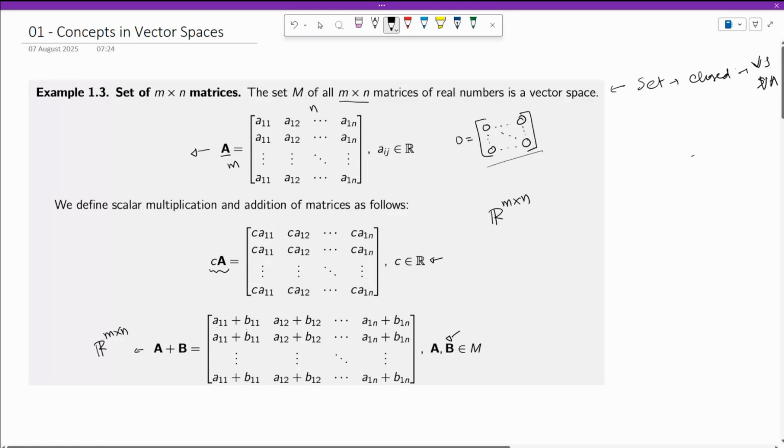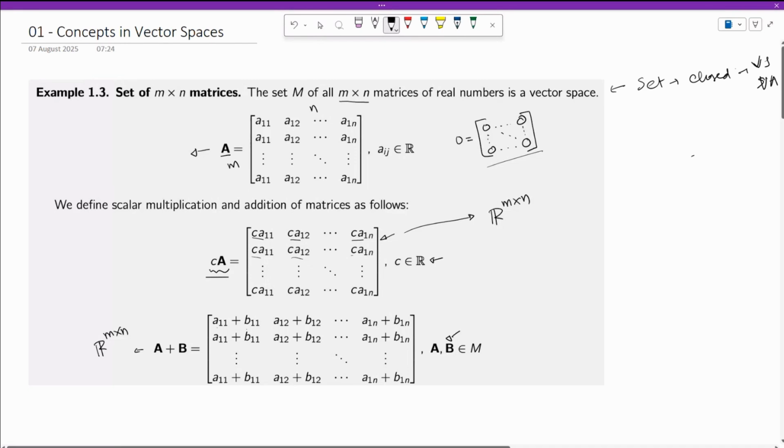Vector scaling. So, okay, if A is an element from R^(m×n), you do the vector scaling by some C. Each of these elements is also a real number because C is a real number. Aij is a real number. Each of these numbers is a real number. That means this matrix is an m×n matrix of real numbers. That means it must be there in R^(m×n). That means this set under this definition of scalar multiplication is closed.